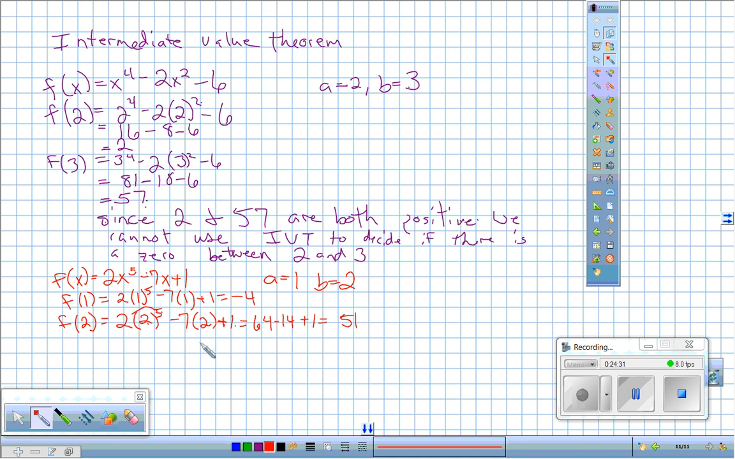That will equal 51. Since negative 4 and 51 have different signs, there is a 0 between 1 and 2.